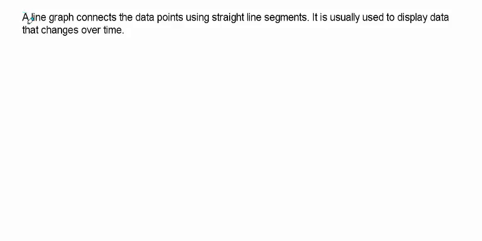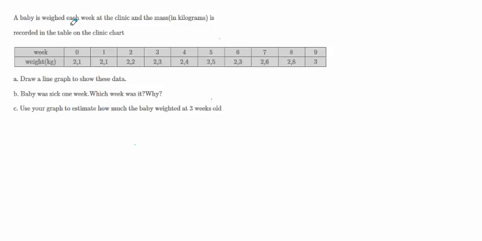A line graph connects the data points using straight line segments. It is usually used to display data that changes over time. Let's see an example at work. A baby is weighed each week at the clinic and the mass in kilograms is recorded in the table on the clinic chart. And here comes the chart.